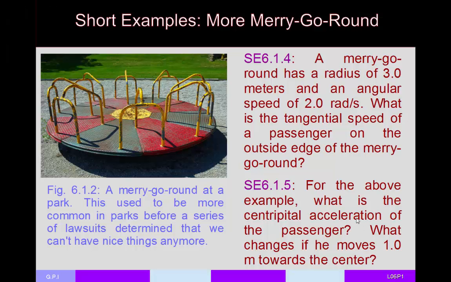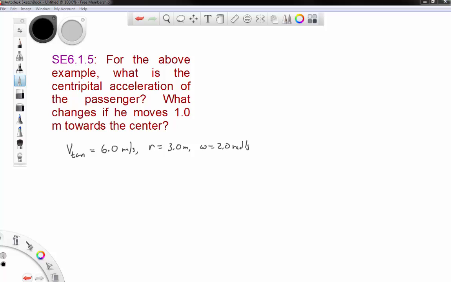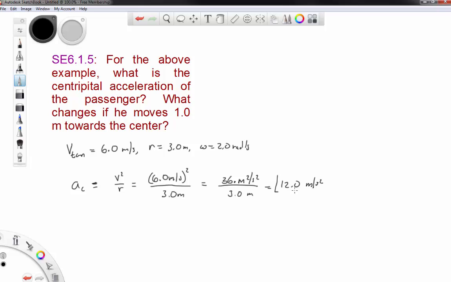All right, the other question is, for this same merry-go-round, what is the centripetal acceleration of the passenger, and what changes if the passenger moves 1 meter towards the center? All right, so the centripetal acceleration, a sub c, you can get from v squared over r, in which case you'd put in 6.0 meters per second. You'd square that, you'd divide by 3.0 meters. So this is 36 meters squared per second squared divided by 3 meters. So this is 12.0 meters per second squared. So he's actually pulling an acceleration that's a little over 20% higher than gravity as a centripetal acceleration.